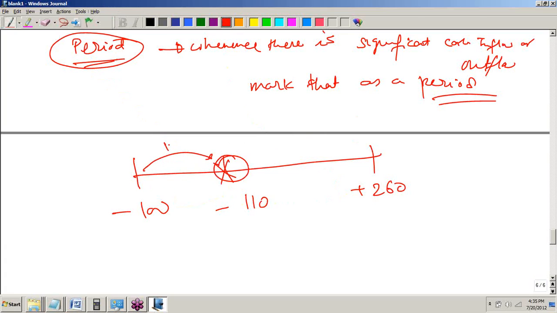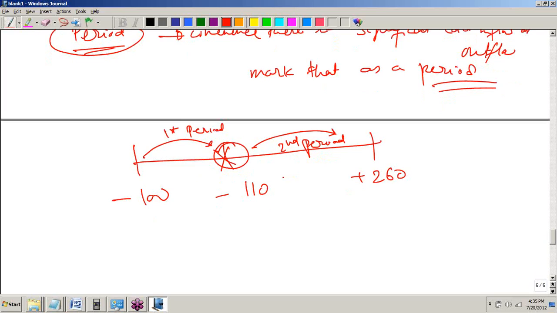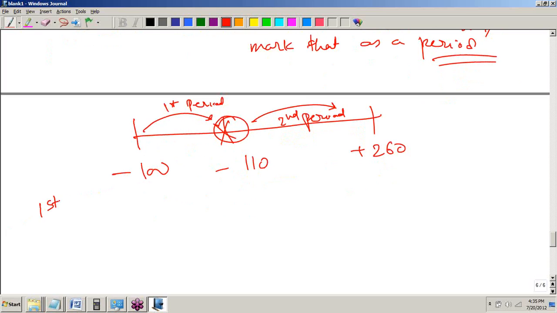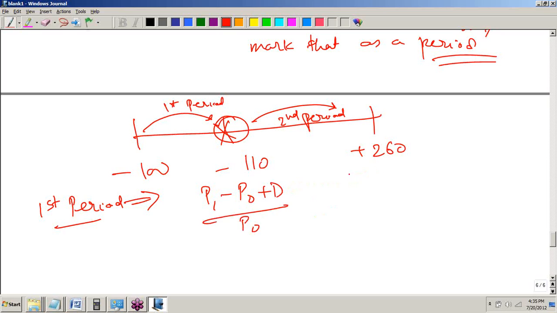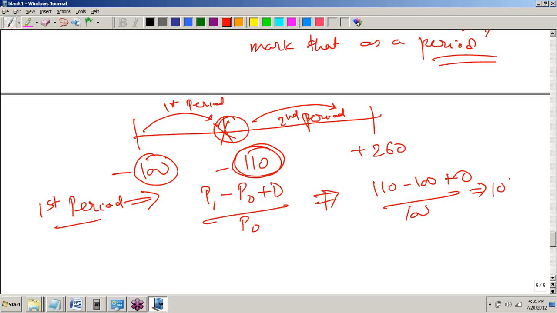Whenever there's a significant cash inflow or outflow, you should take that as a period. So this is your first period, and this is your second period, and this is how you will be computing. What is the return in the first period? As we have computed, it is P1 minus P0 plus D, divided by P0. Please note that we are computing the holding period return. Because the stock price has increased from 100 to 110, even though you are not selling the stock, it is still giving you some return. So it is 110 minus 100, dividend was 0, divided by 100, so this is 10%.